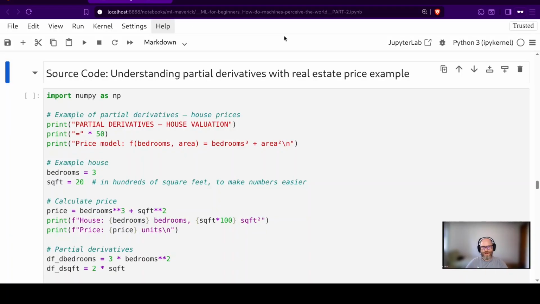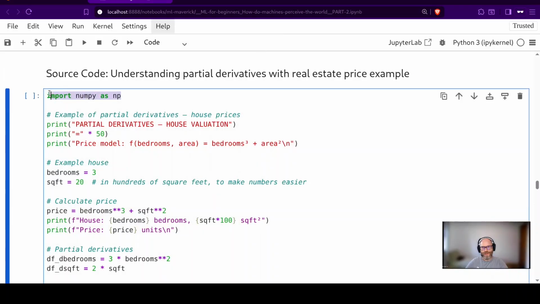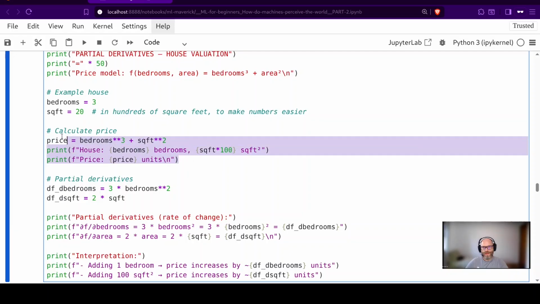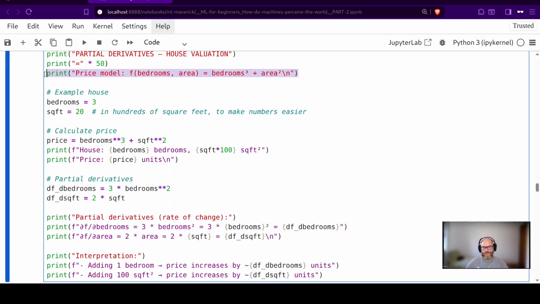Source code. Understanding partial derivatives with a real estate price example. I will be using NumPy for numerical operations. The price model is the function f of bedrooms, area equals bedrooms cubed plus area squared. The example house has 3 bedrooms and 20 square feet, in hundreds of square feet to make numbers easier. Calculate the price using the price model above.